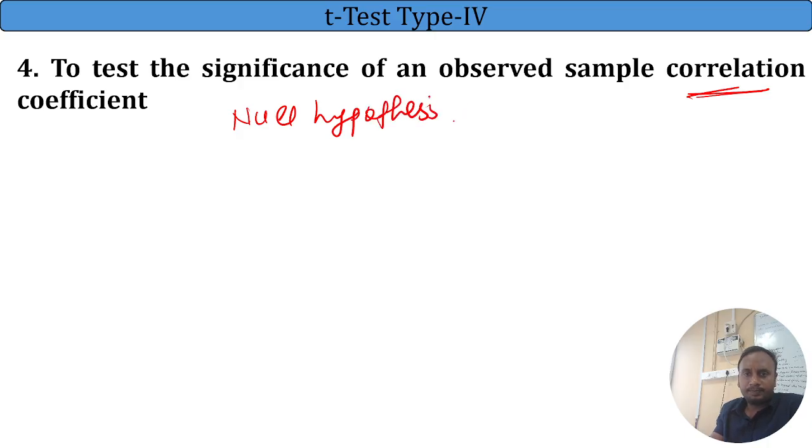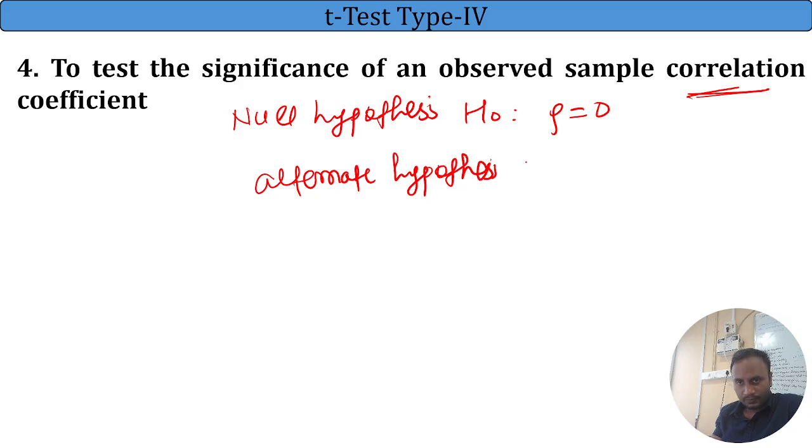The null hypothesis H naught is rho equal to 0, meaning there is no correlation. No correlation means rho becomes 0. Then the alternate hypothesis H1 is that there is some correlation. So this is a case of the two-tail test only.